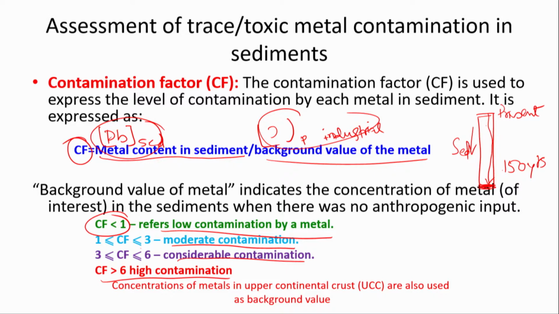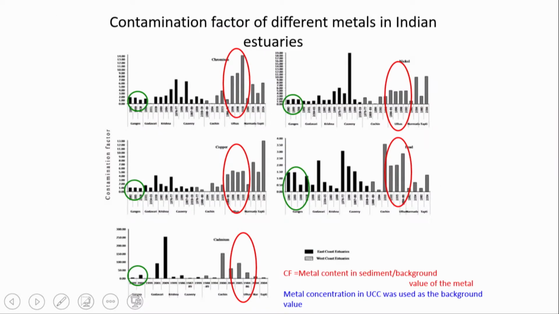Otherwise, what we can do is take the particular metal concentration in upper continental crust sediments. The concentrations of different metals in UCC are available in literature. That can be used as a reference, and that can help us to calculate the contamination factor. So I'll show you one example.